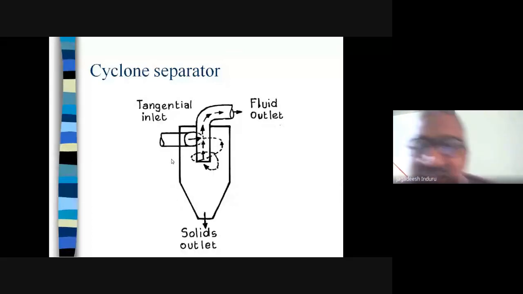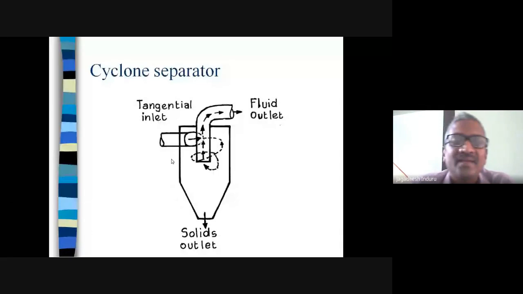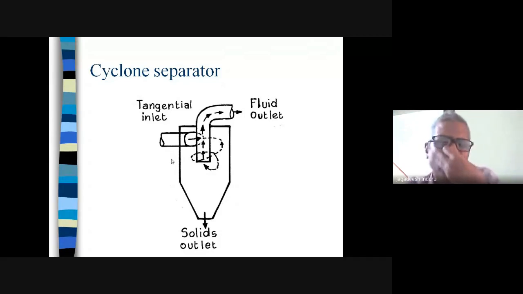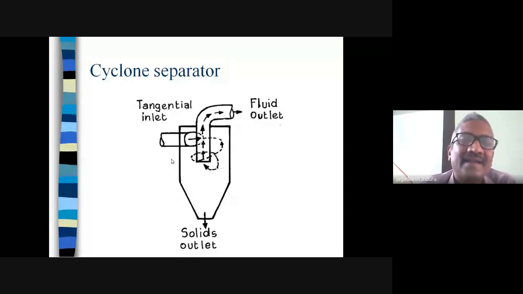The first part of the equipment is a cylindrical container which has a tapering at the bottom, and this cylindrical container is equipped with a tangential inlet. Tangential inlet means that on a curve, we draw a tangent. A tangent touches the circle, and not at a right angle. It touches in a tangential manner.